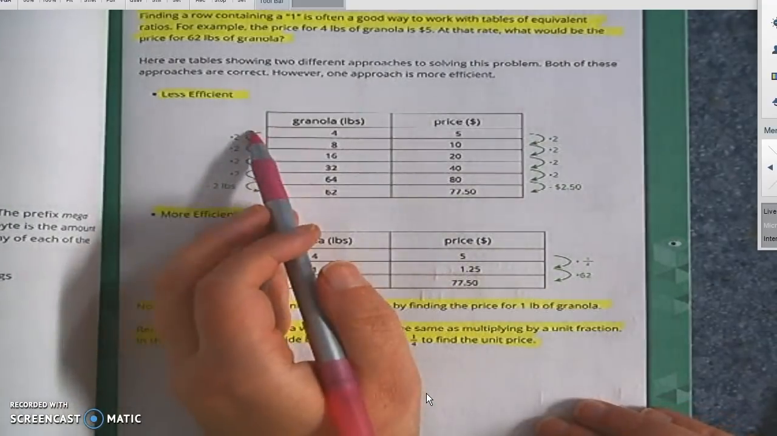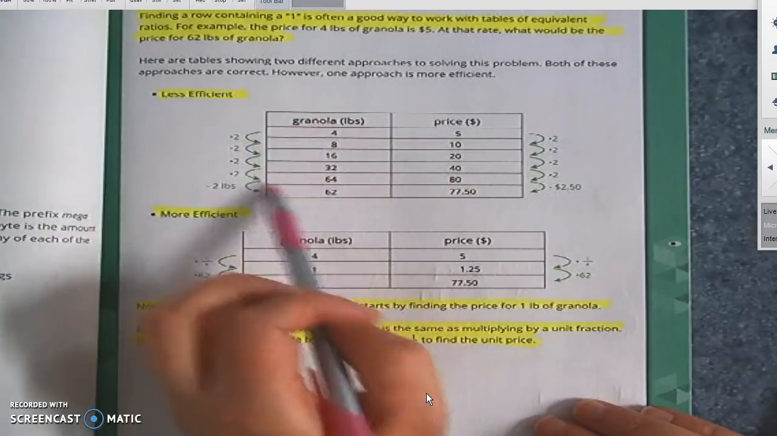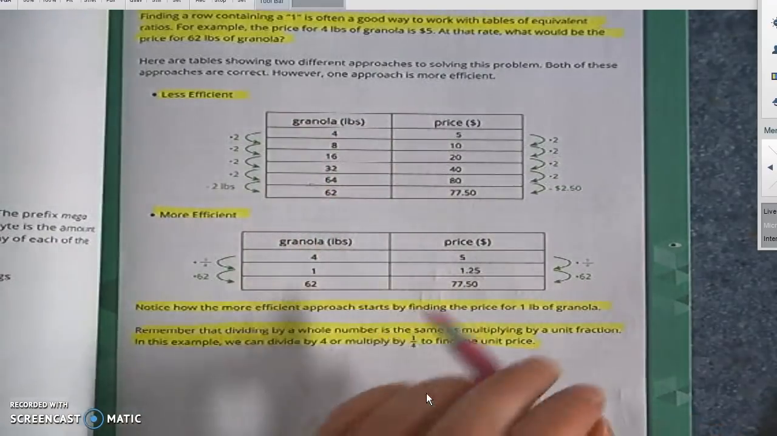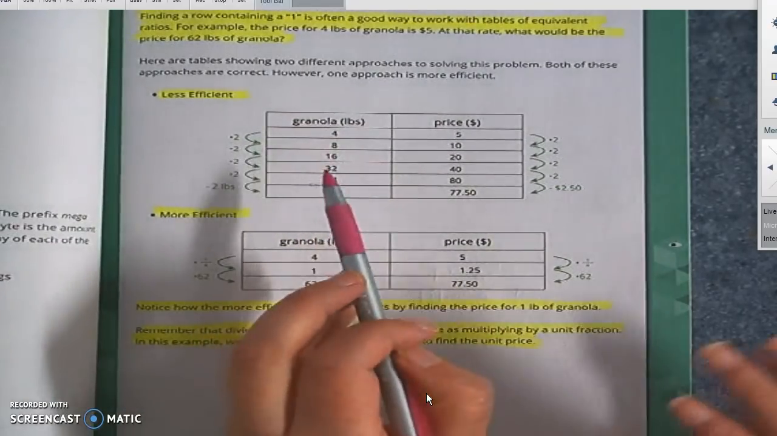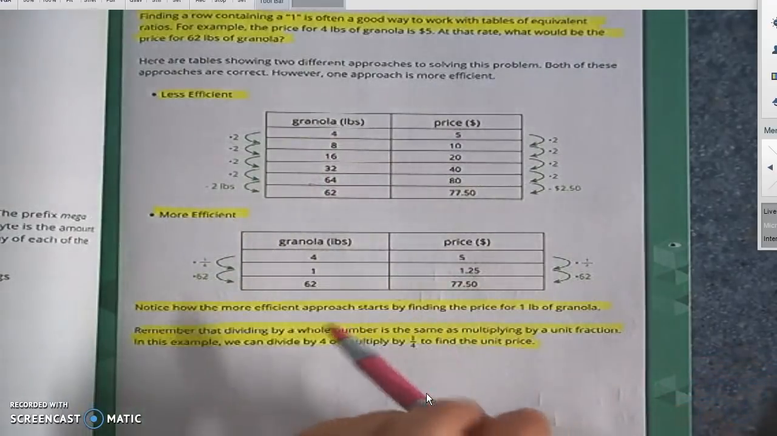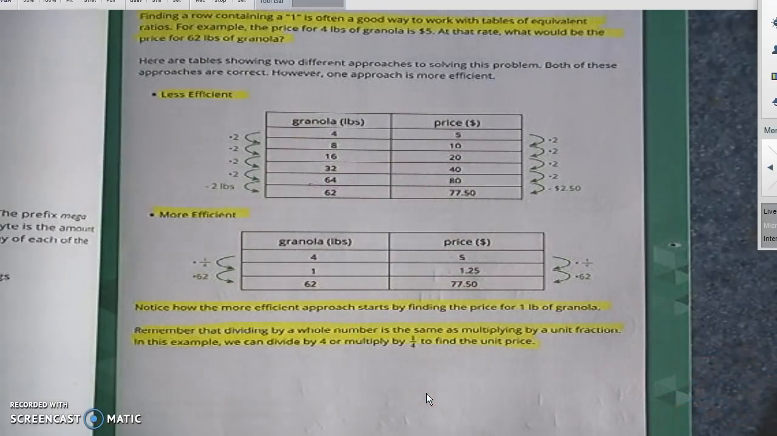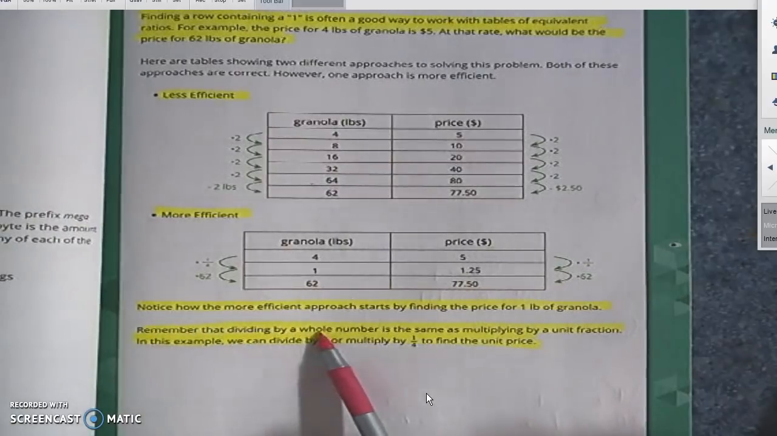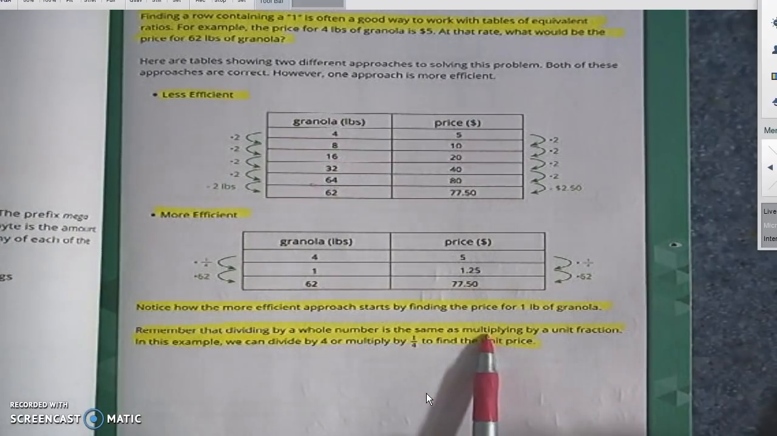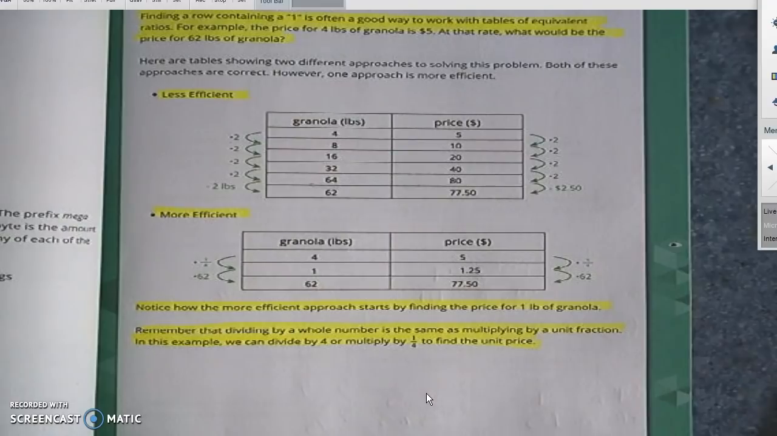If you prefer this way, because this is easier for you to mathematize and you can kind of do this by reasoning your way through it more, that's perfectly fine too. Notice how the more efficient approach starts by finding the price for 1 pound of granola. And then one more little tidbit. Remember that dividing by a whole number is the same as multiplying by a unit fraction. So in this example, we can divide by 4 or multiply by 1/4 to find that price for 1.